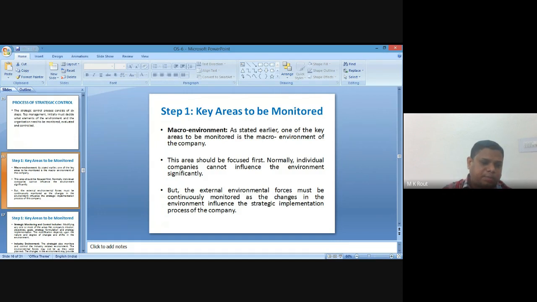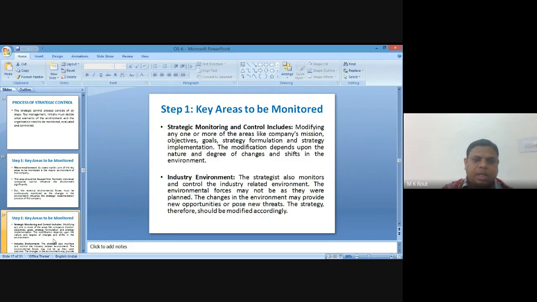Moving to the next part, strategy monitoring and controlling. This is modifying one or more areas like the company's mission, objectives and goals, strategy formulation and strategy implementation. I repeat, strategy monitoring and control modifies one of the core areas of the company, such as the mission, objectives, goals, strategy formulation and strategy implementation.